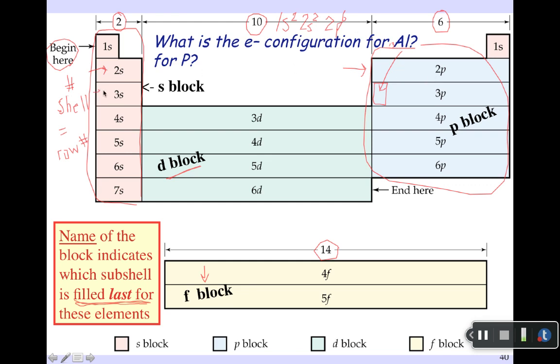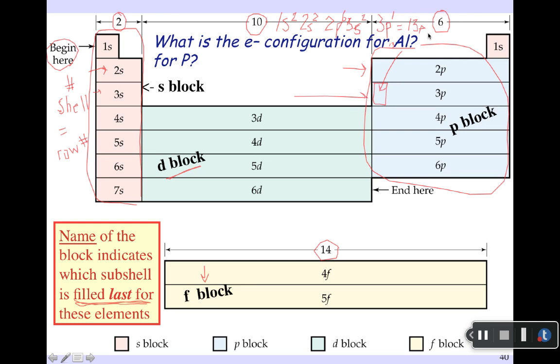After 2p comes 3s, which of course needs to be filled before we're going to get up to aluminum. And so 3s2 will be filled. Following that, one more electron must be in the 3p subshell, and so only one more electron is needed. If you add up all the superscripts, that gives you a total of 13 electrons as required for aluminum.